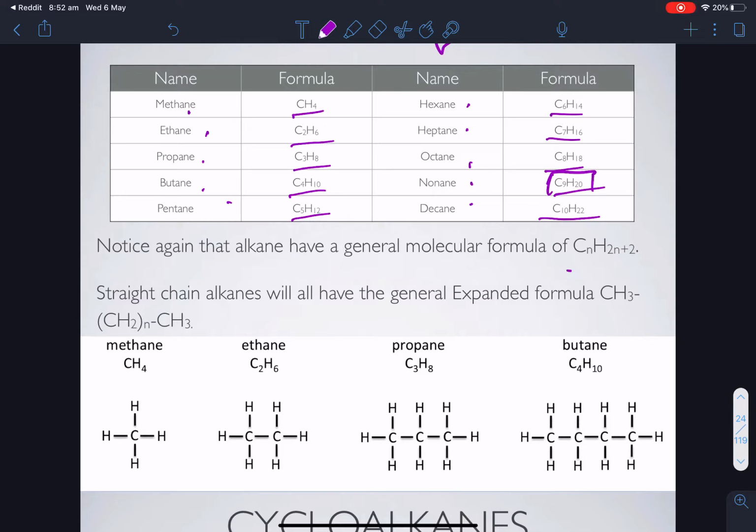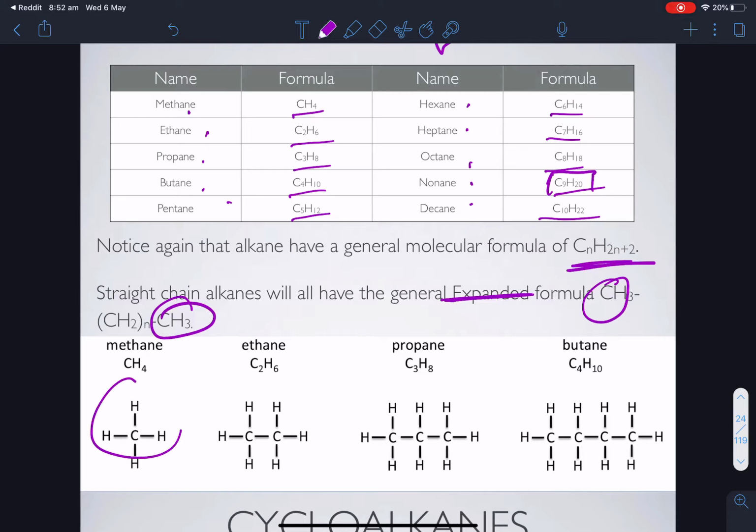Okay. So they fit this 2n plus 2 rule. Straight chains will have the general expanded formula. So if we want to use the expanded, it's slightly condensed, isn't it? So at the ends, they'll have CH3s, but in between, there'll be a number of CH2s, okay?